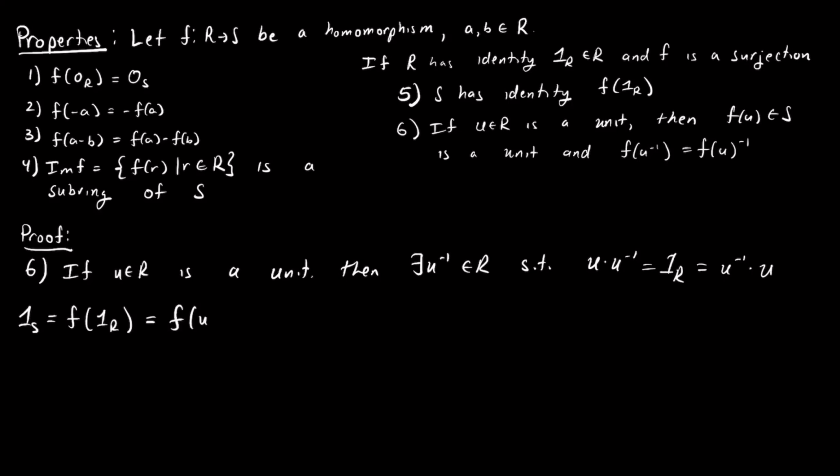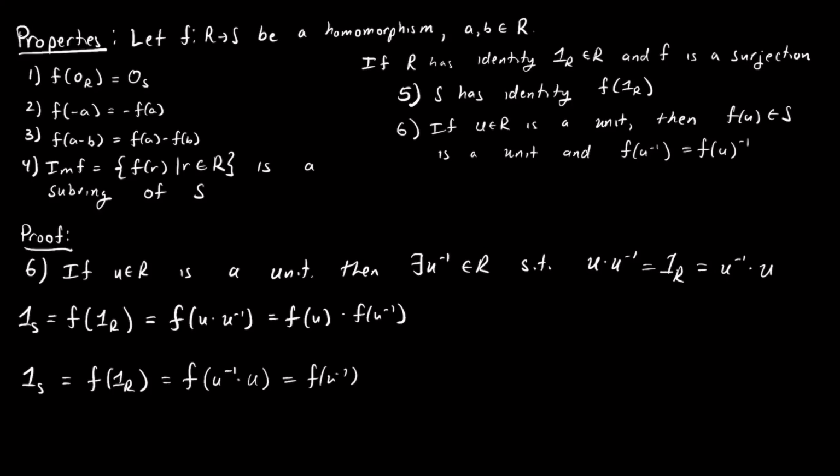Okay, well, this is going to be f of u times u inverse, which is going to be f of u times f of u inverse. Okay, so I've shown that f of u is invertible from one side, and I can do a similar computation and say 1 sub s is f of 1r. So this is f of u inverse times u, which is f of u inverse times f of u, right? So I've shown that f of u times f of u inverse is going to be 1 sub s. That's what we'll call the multiplicative identity inside of S. And this is equal to f of u inverse times f of u.